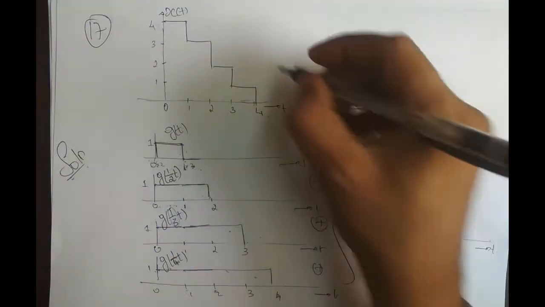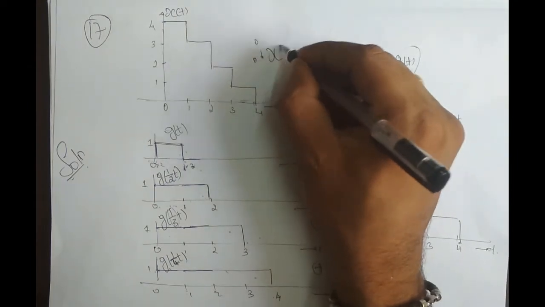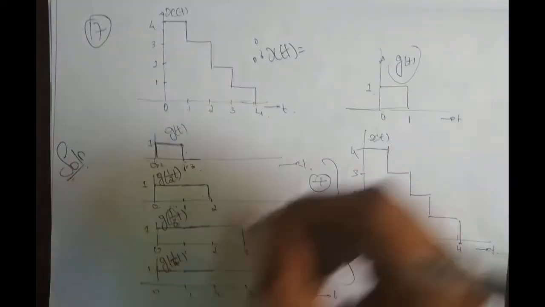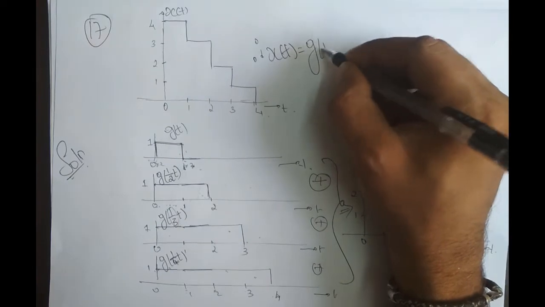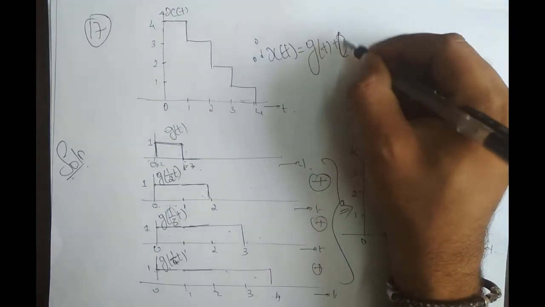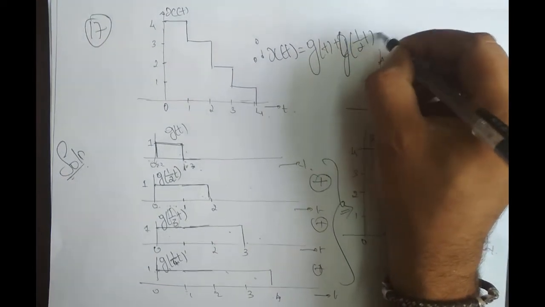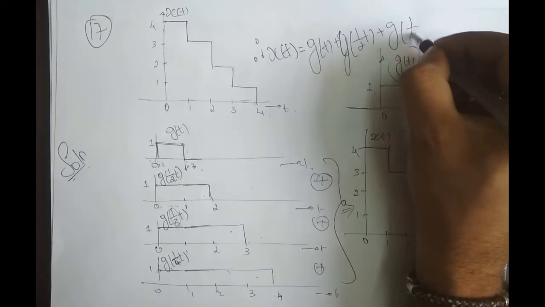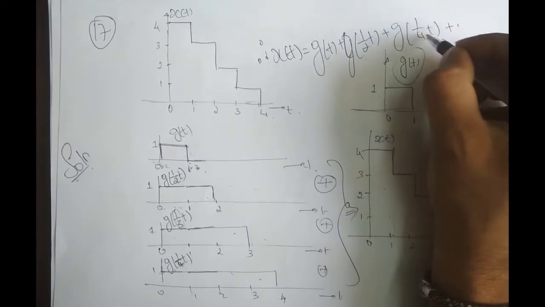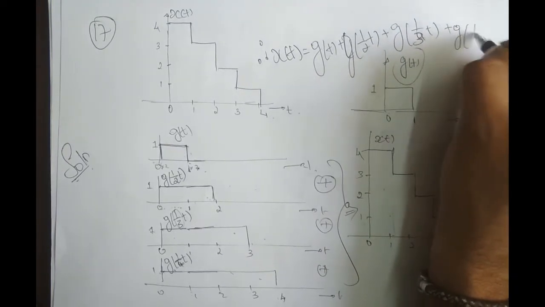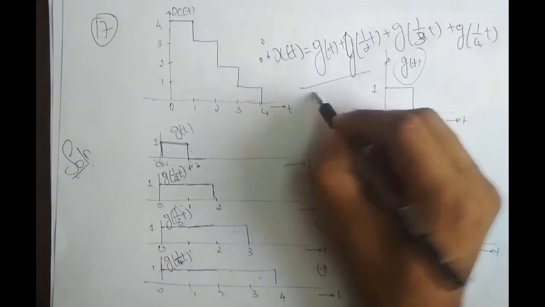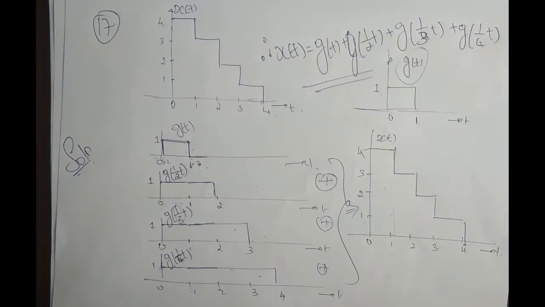Fine. So therefore, what is my x of t in terms of g of t? So this is the solution: g of t plus g of 1 by 2t plus g of 1 by 3t plus g of 1 by 4t. So this is the solution. Now we'll take one more problem, number 18.